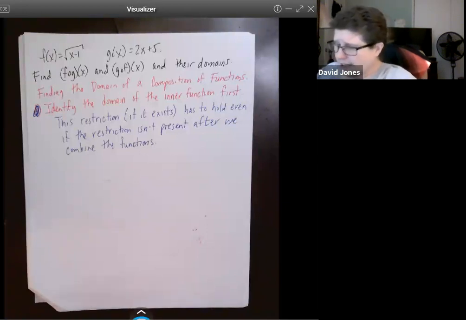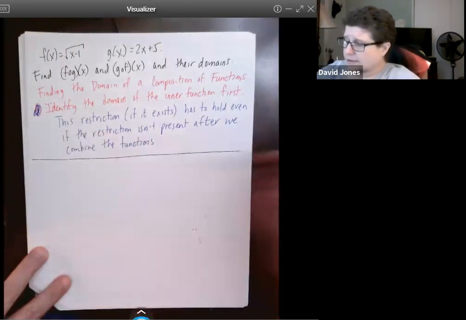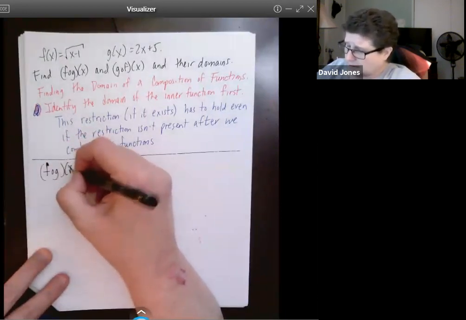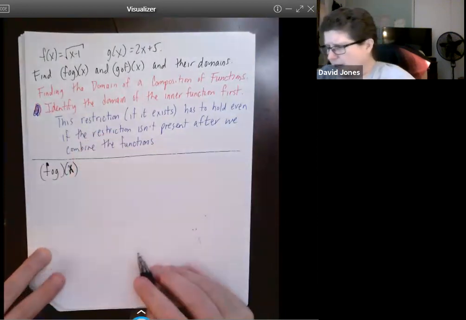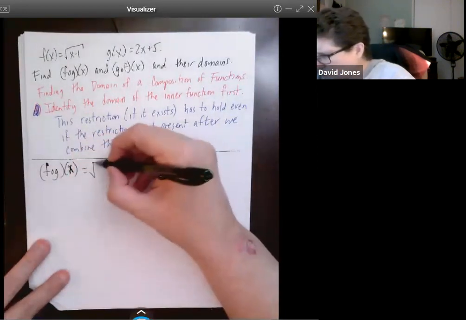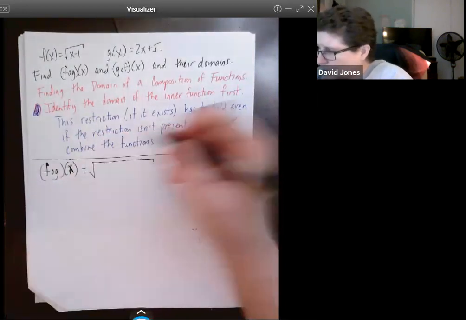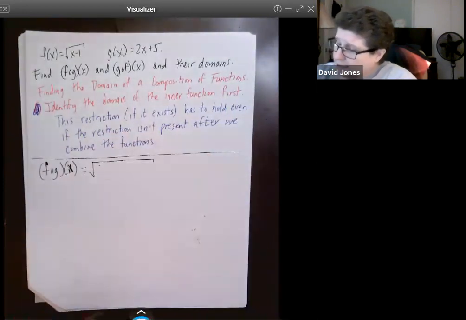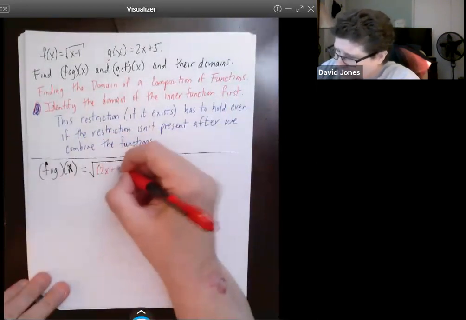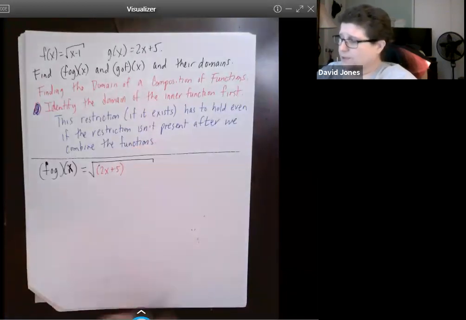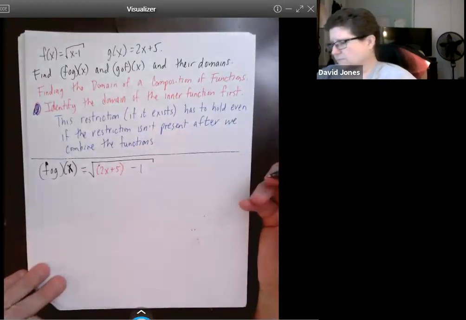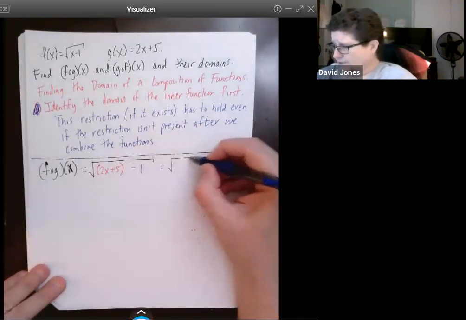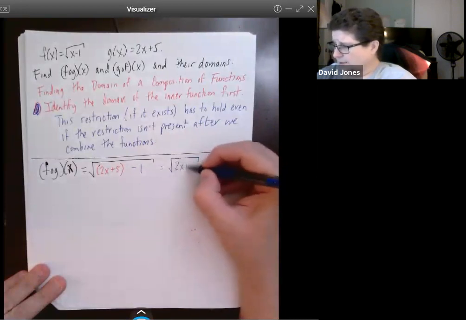So let's take a look at f of g of x. I have the square root of x minus 1, and where I have x, I'm going to put in g of x, 2x plus 5, minus 1. This ends up being the square root of 2x plus 4.